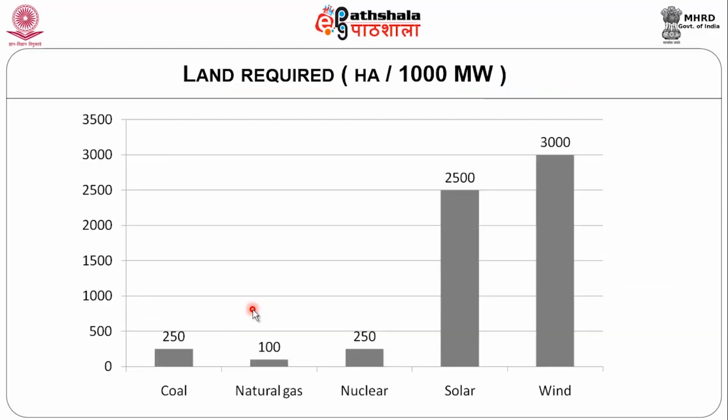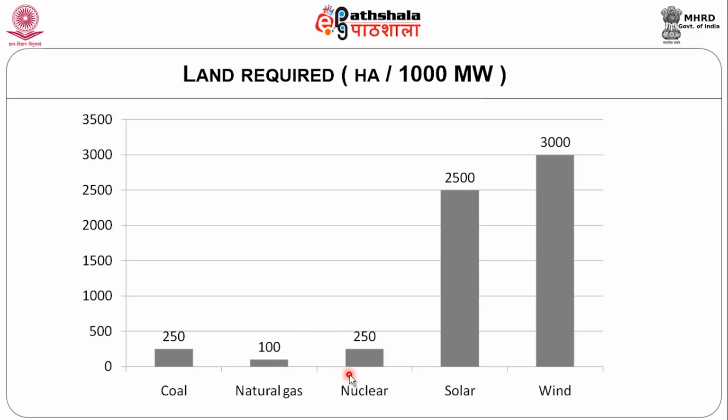Then the land requirement. Generally, the land required will be highest for wind power systems. This is given in hectares for a 1000 megawatt installation. For example, 1000 megawatt of coal based technology requires just 250 hectares of land, whereas natural gas based power plants require about 100 hectares for an installation of 1000 megawatt capacity.